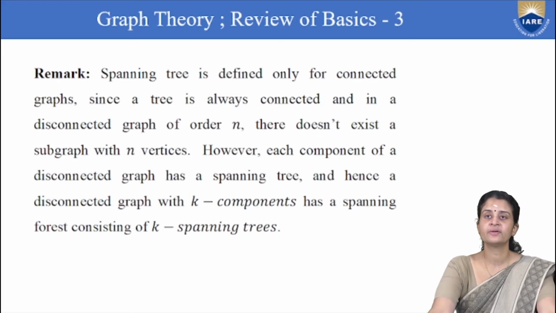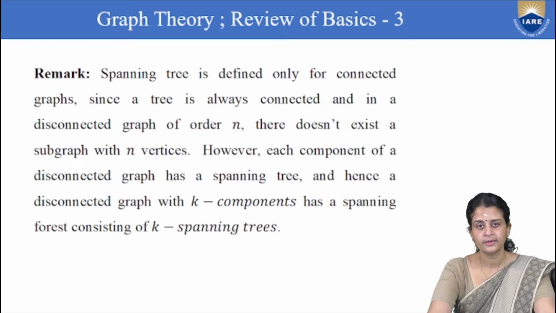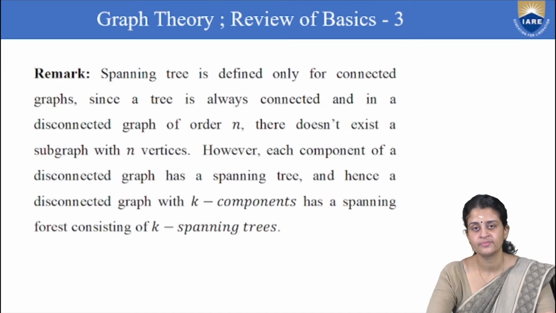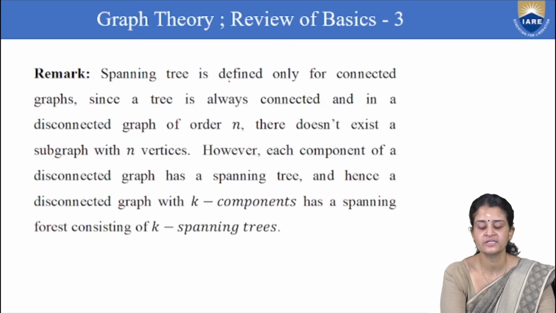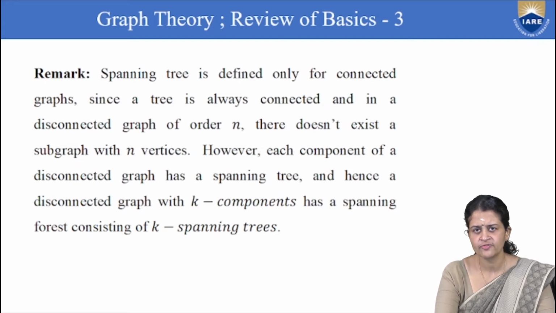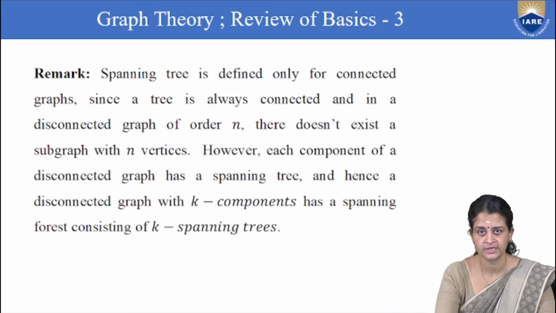A spanning tree is defined mainly for a connected graph. Why? In our definition, a tree is a connected graph with n vertices and n minus 1 edges, right? Since a tree is always connected, a spanning tree is defined only for a connected graph. For a disconnected graph of order n, can we find any simple subgraph with n vertices? No. However, each component of this disconnected graph has a spanning tree, and hence it forms a disconnected graph with k components.